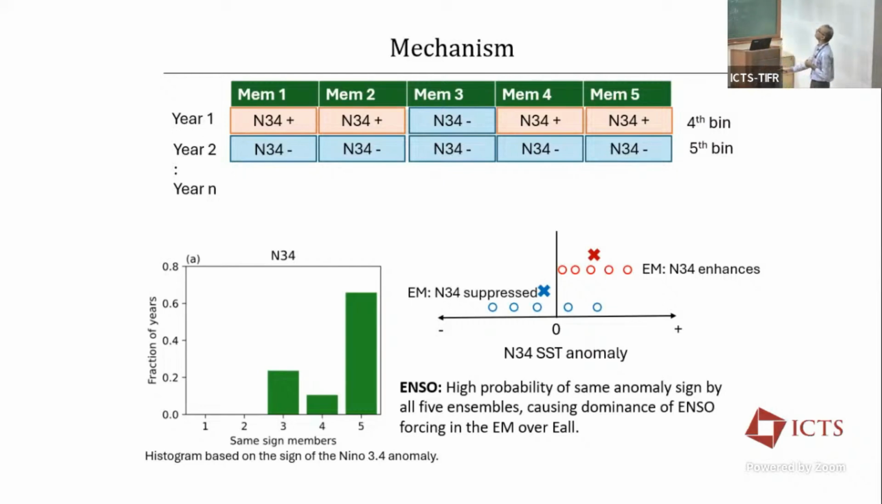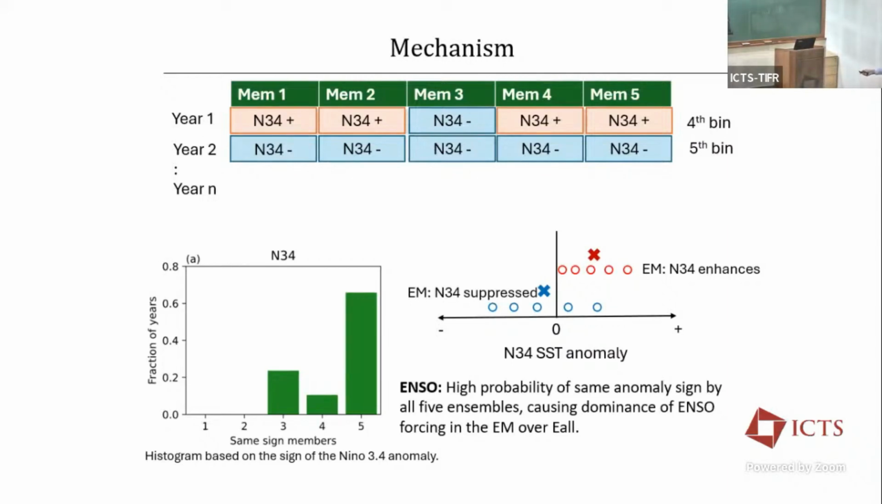What we find is that in the model, the 5th bin is the most populous, okay? So basically, almost all years, all the 5 members agree that their anomalies of Nino 3.4 are the same, either positive or negative, doesn't matter. However, when you come to only 3 members or 4 members agreeing with each other, the other 2 or 1-2 members are not agreeing, very few. There is nothing, never happens, because these 2 are basically 3 and 1 is basically 4, right? Because they are complementary.